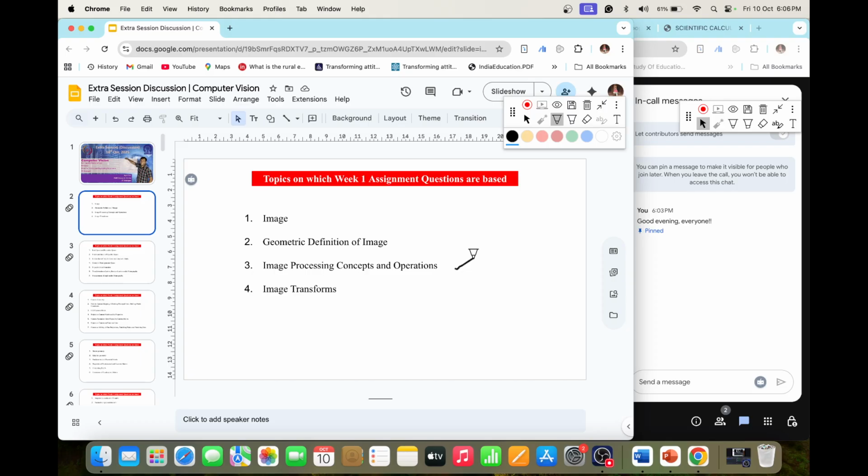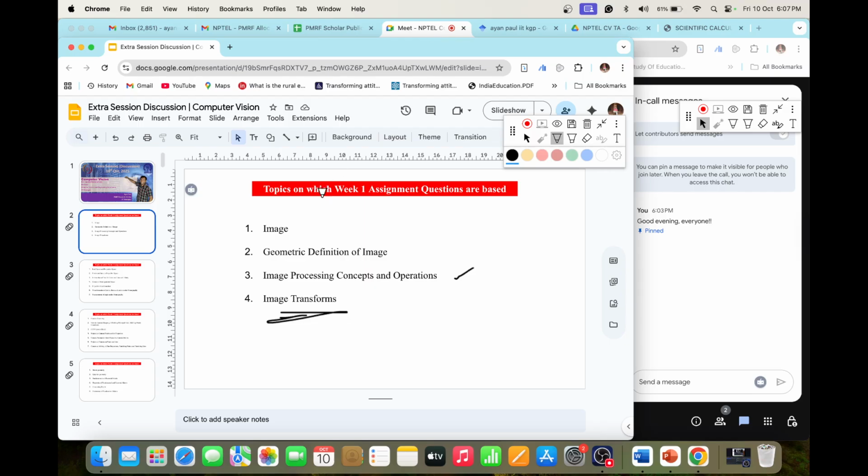And then there are different noise filtering operations, like Gaussian noise filtering and median noise filtering. Those are also very important. And at last we have image transform, mainly the Fourier transform concept, which is very important. Okay, that is related to your week 1 topic. So this completes your week 1 topic.